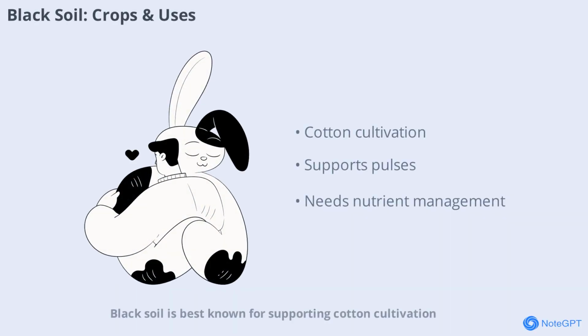Black soil is best known for supporting cotton cultivation, but it's also suitable for crops like soybean, groundnut, millets, and pulses. Its fertility and water retention make it valuable for farmers in semi-arid regions. However, proper management is needed to address nutrient deficiencies and maintain productivity.